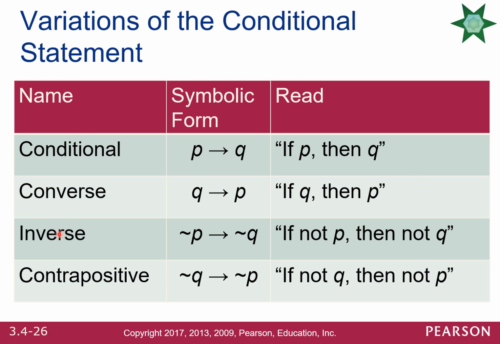Now the next one is the inverse. Now in the inverse variation, both P and Q are negated. So if not P, then not Q. Right, that's how we read it. If not P, then not Q.